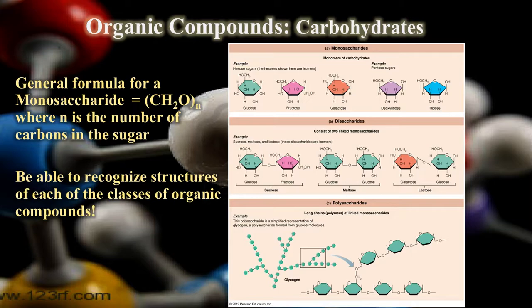And how many oxygens will there be? 6. So C6H12O6 is the formula for glucose. Okay? What if I had a 5-carbon sugar? It would be C5, H10, O5. So if you see a chemical formula with that ratio, CH2O, you should look at it and say, that's a carbohydrate. Okay?